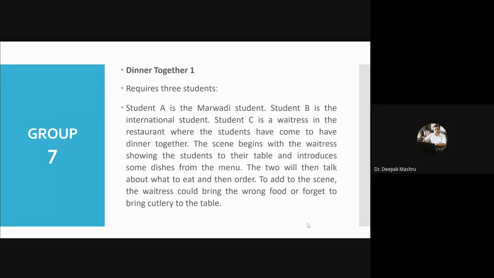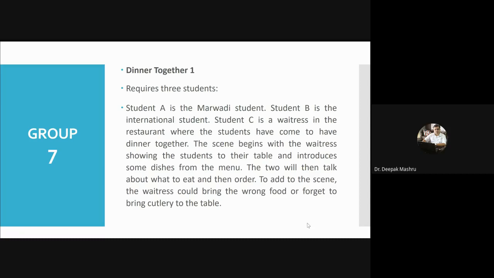Group number 7, it's about dinner. Group 7 and 8 is about dinner. So student A is the Marwari student, student B is the international student, student C is the waitress in the restaurant where the students have come to have dinner. The scene begins here with the waitress, right? Here, the waitress will shift to manager because there will be a question of dignity, right? So, group number 7, when you have 3 students, make sure that there is no waitress, there's a manager, restaurant manager, hotel manager, or owner of the hotel. You change it in that way.